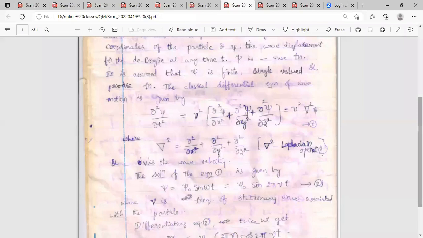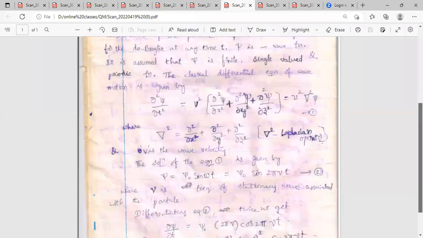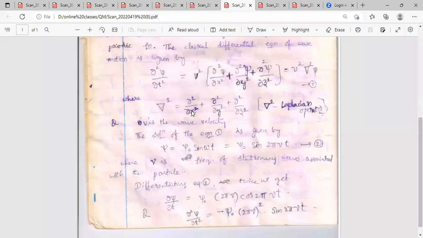The classical differential equation of wave motion is given by dou square psi by dou t square equal to v square into dou square psi by dou x square plus dou square psi by dou y square plus dou square psi by dou z square, that is equal to v square del square psi, where del square is equal to dou square by dou x square plus dou square by dou y square plus dou square by dou z square. Here v is the wave velocity. Del square is the Laplacian operator.